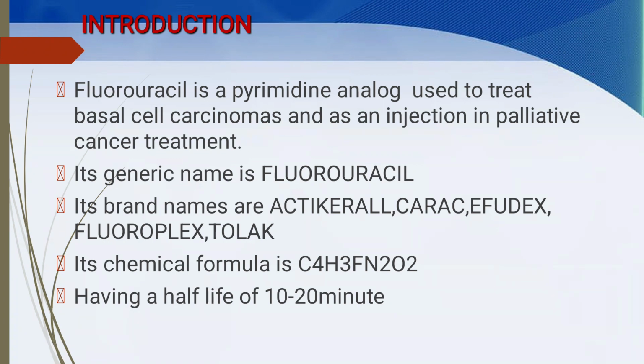Introduction. Fluorouracil is a pyrimidine analog used to treat basal cell carcinomas and as an injection in palliative cancer treatment. Its generic name is Fluorouracil, and these are the brand names. Its chemical formula is C4H3FN2O2, and it has got a half-life of 10 to 20 minutes.